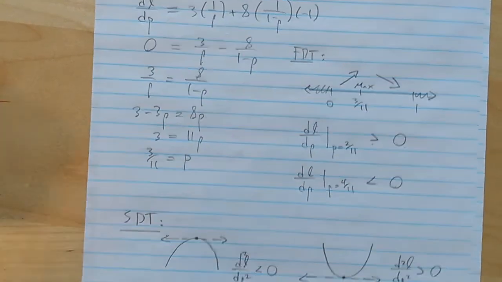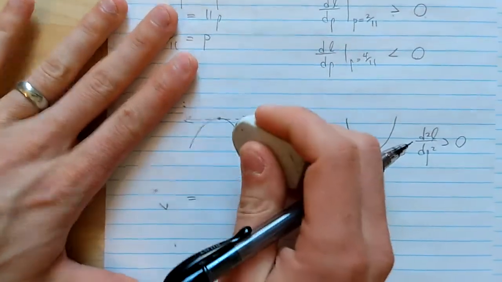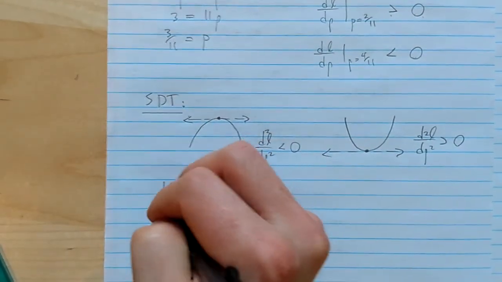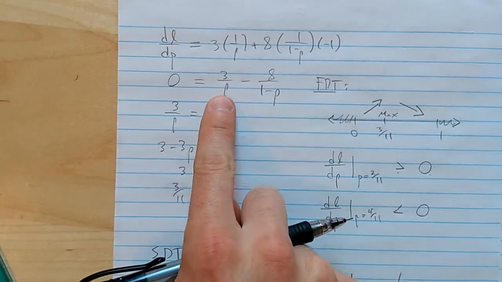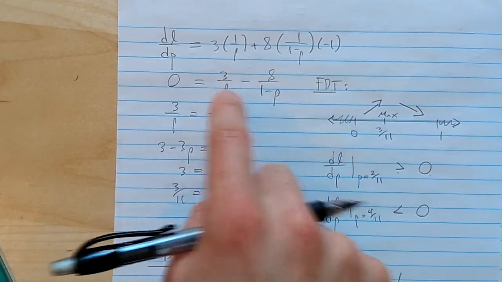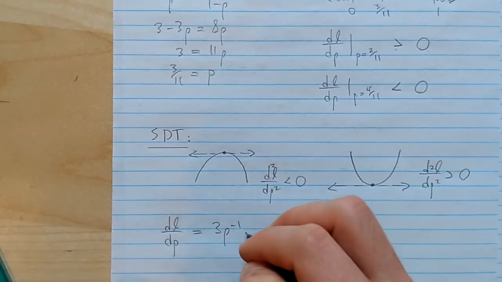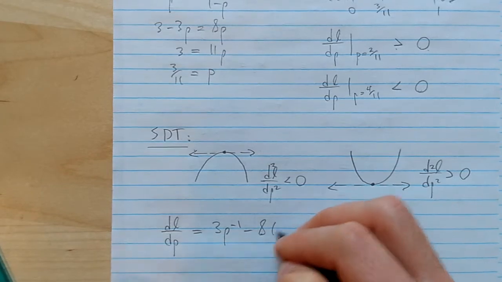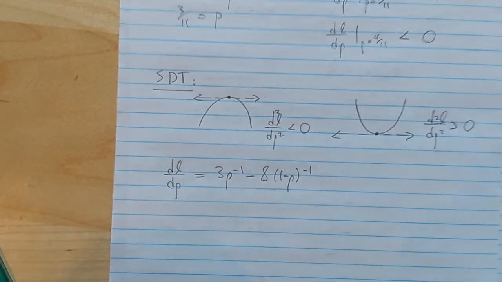So in order to do that, let's rewrite the first derivative in a way that makes it faster. So dL/dp, I'm just going to write this putting the p and the 1 minus p in the numerator. So 3p to the power minus 1 minus 8 times (1 minus p) to the power minus 1. And that way I can just use the power rule and the chain rule.